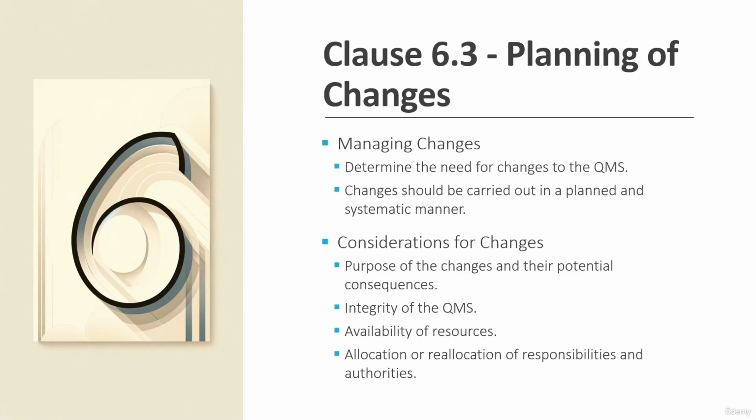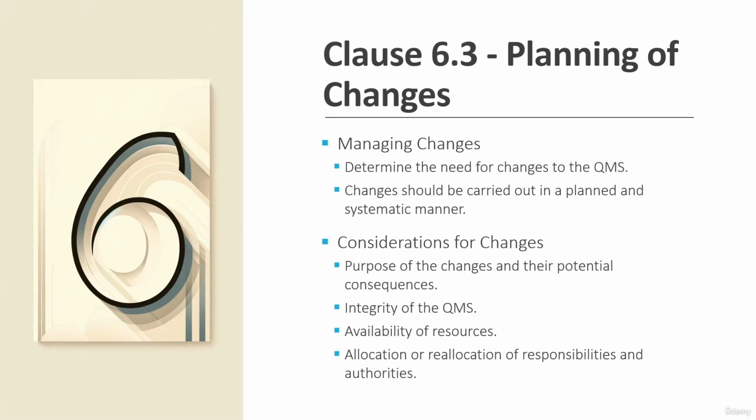Coming to clause number 6.3, which is planning of changes. So let's say you set up a quality management process, you set up roles and responsibilities, you set up your processes, made a flow chart that this is the input, this is the process, that's the output. But things change. Technology changes, people change, companies' objectives change. So you need to change your quality management system based on these circumstances. So you need to determine the need of that, and then you need to make those changes in a planned and systematic way.